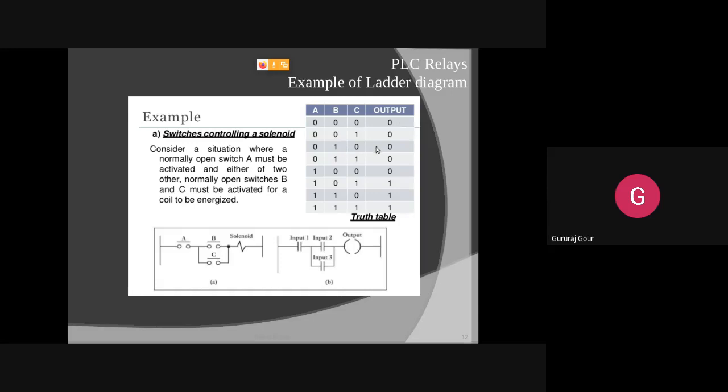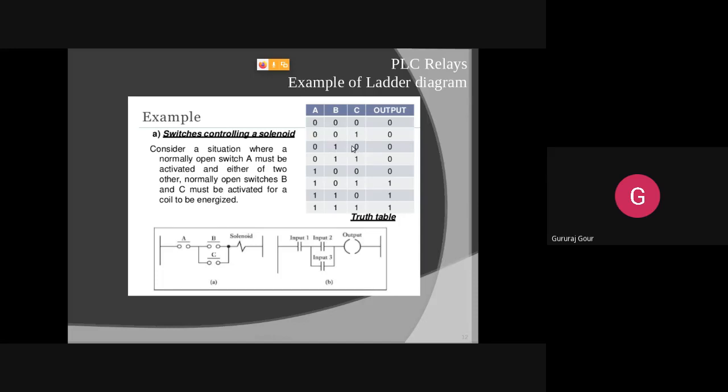If you look at this truth table, A is ANDed with the OR operation between B and C. Sorry, the operation between B and C is OR, and that is ANDed with A. B or C: 0 or 0 is 0, 0 AND with 0 is 0. That is correct. 0 or with 1 is 1, but this one's output, A AND with A, that is 0, is 0.